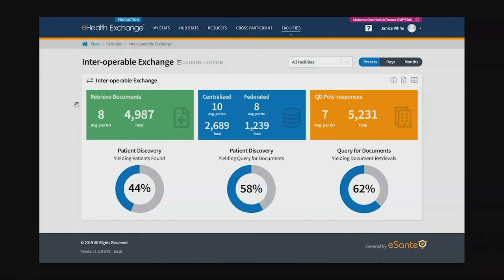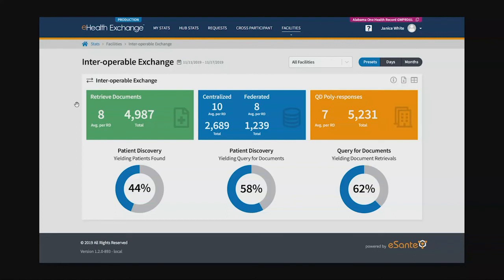Here's another one that measures interoperable exchange. These are themes that come from the eHealth Exchange itself, from their mission. What are some measures of interoperable exchange that might be useful? How many patients are yielding patients found? How many are leading to queries for documents, and how many of those lead to actual retrieval of documents? How many are retrieved from a centralized repository, or from a federated repository?